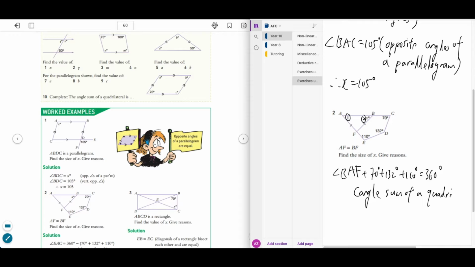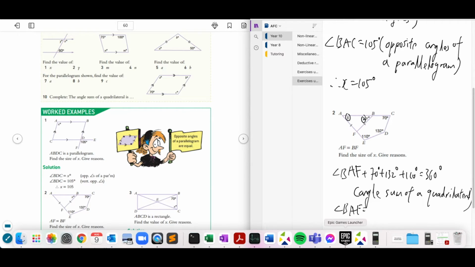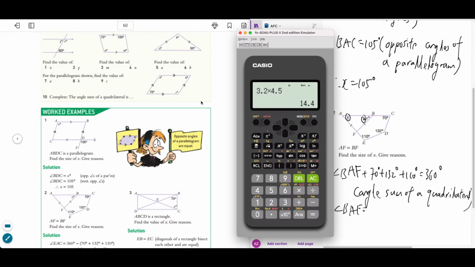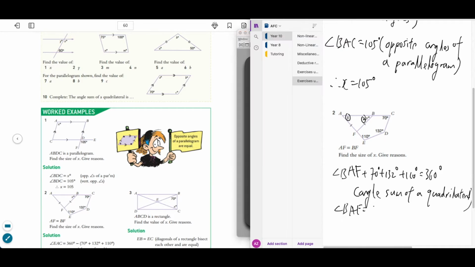Quadrilateral. Okay, and then you can say angle BAF is equal to 360 take away this, take away this, take away this. So I'm just going to use my calculator here. 360 take away 70, take away 132, take away 110. 48 degrees, okay? So 48 degrees.